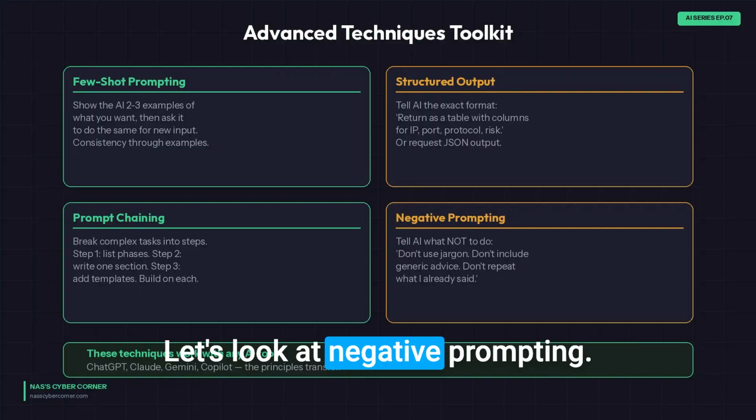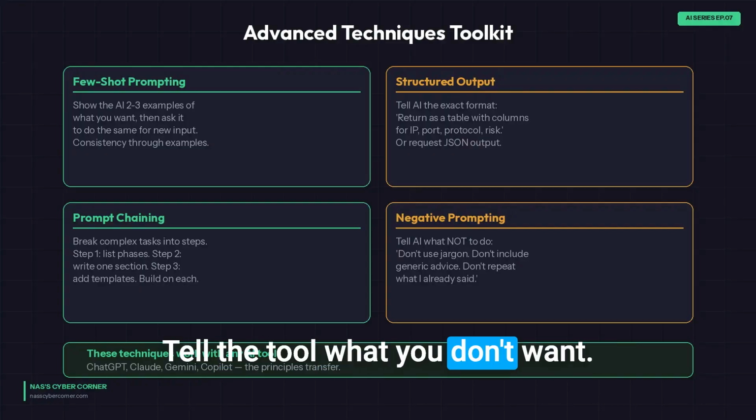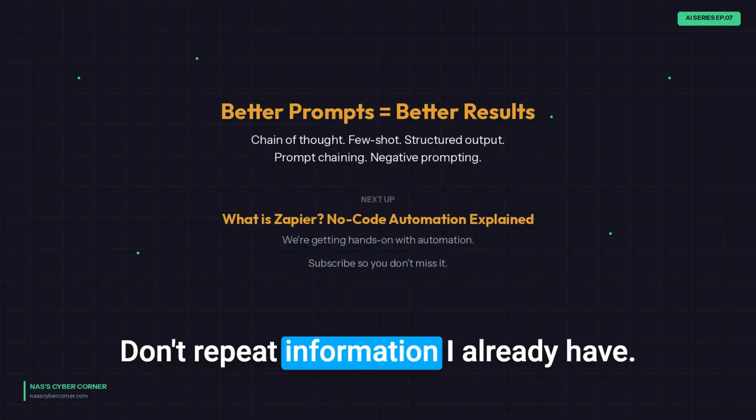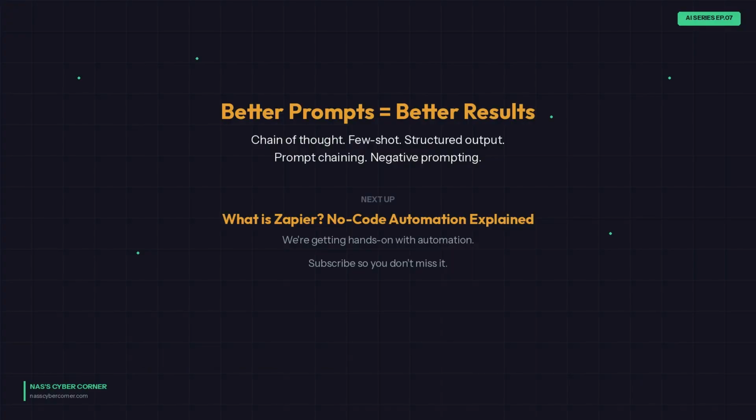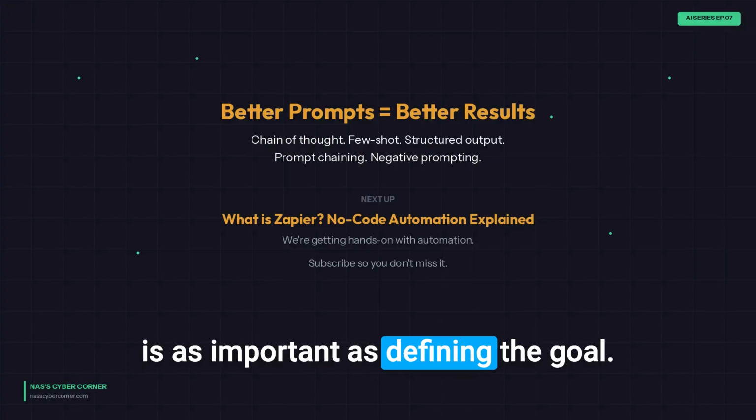Let's look at negative prompting. Tell the tool what you don't want. Don't include generic advice. Don't repeat information I already have. Sometimes defining the boundaries is as important as defining the goal.